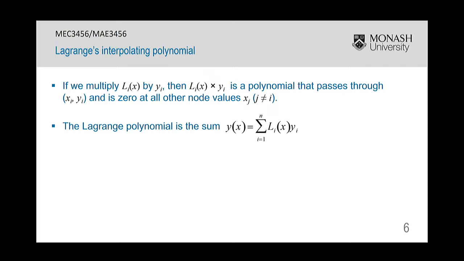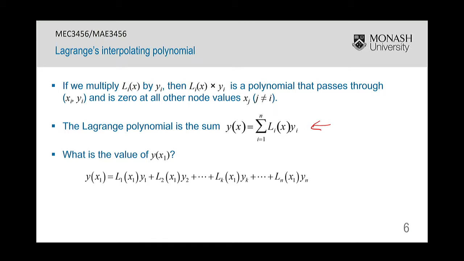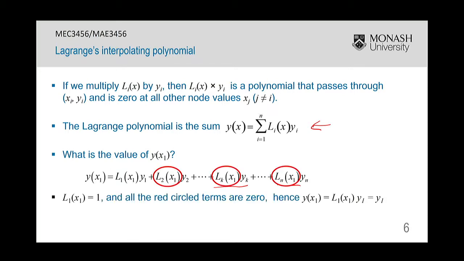So, we said the Lagrange polynomial is equal to this sum. Let's have a look at what the value of y of x1 is equal to. Well, it's equal to L1 of x1 times y1 plus L2 of x1 times y2 plus Lk of x1 times yk plus all the way down to the last term. L1 of x1 is equal to 1, and all of these red terms are 0. Therefore, y of x1 is equal to L1 of x1 times y1, which is equal to y1.